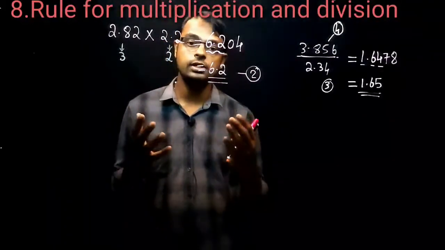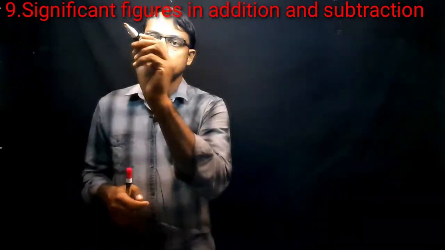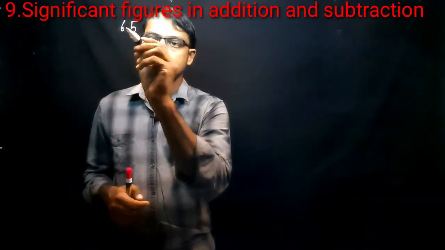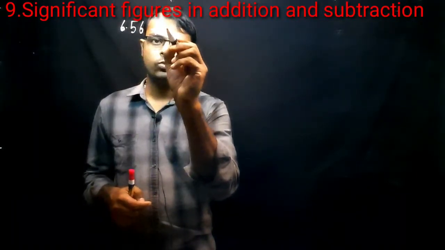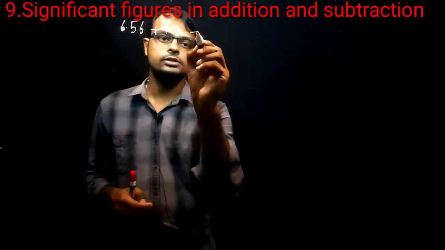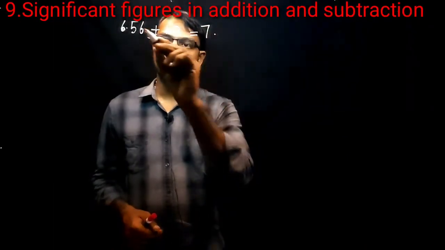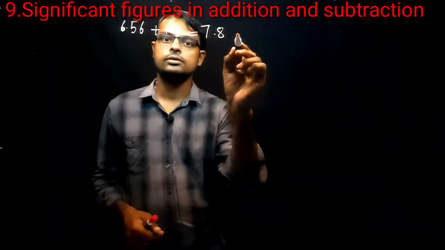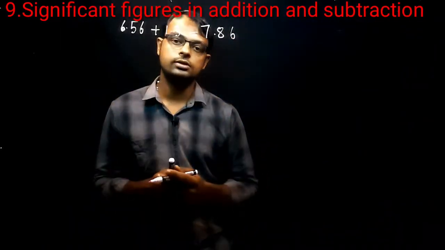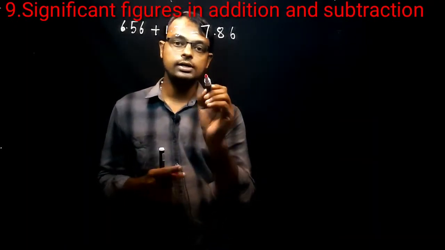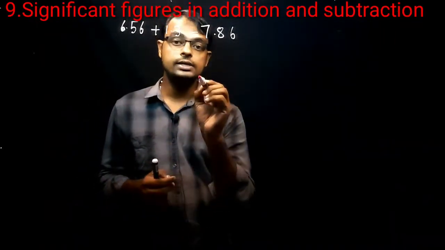The significant figures in addition and subtraction. This is the case. 6.56 plus 1.3. Let's find the answer here. The answer is 7.86. So what is the rule in this addition? Use the least decimal place in the given numbers. Use the least decimal place.